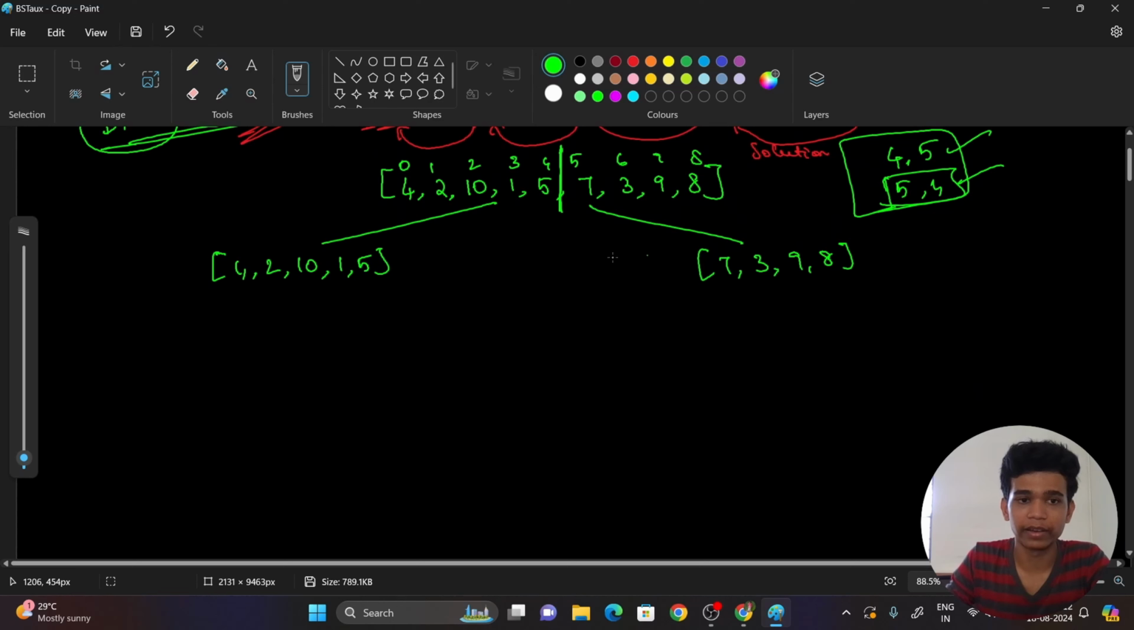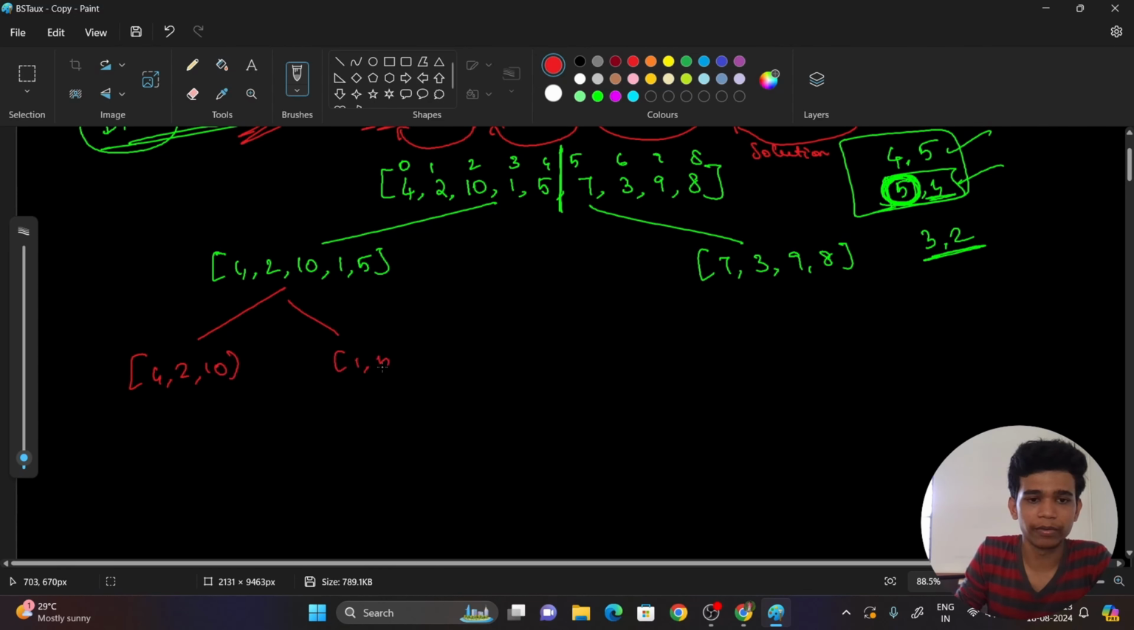Now again, see here, there are how many elements? 5 elements. So I can divide it into 3, 2, because in the previous approach we divided with the larger number first and then the smaller number. In the next approach also we should follow the technique. Now again divided, it will be like 4, 2, 10 here, 1, 5 here, and 7, 3 and 9, 8. So there is no problem in this array.